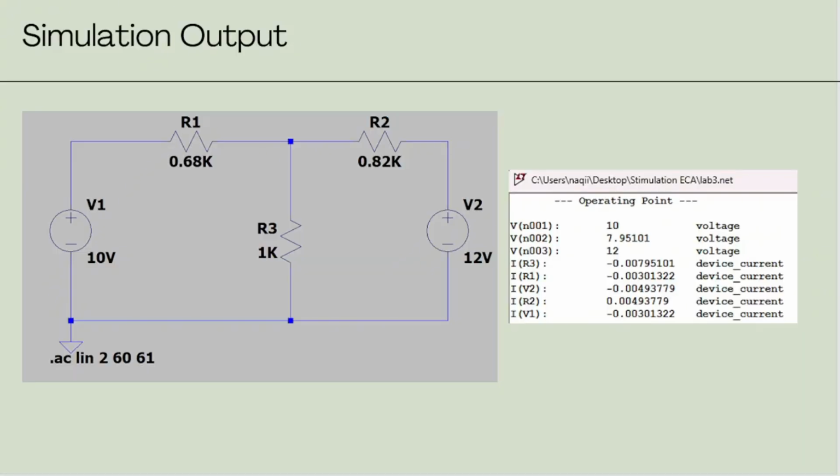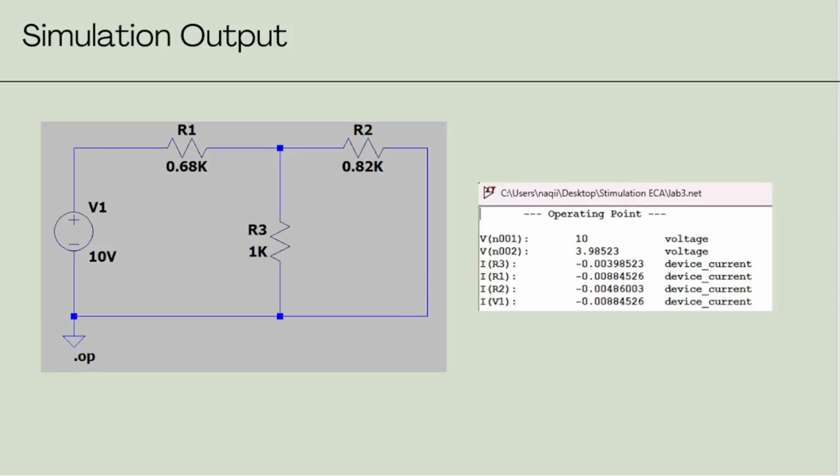For the first circuit, we can see this is the one with 10 volt and 12 volt, V1 and V2, and all the resistors are read, with the result on the right. We got R1 with negative 0.03, R2 with 0.04, and R3 with negative 0.007. And then we have our V1 and V2 ampere results as well, as you can see stated on the right.